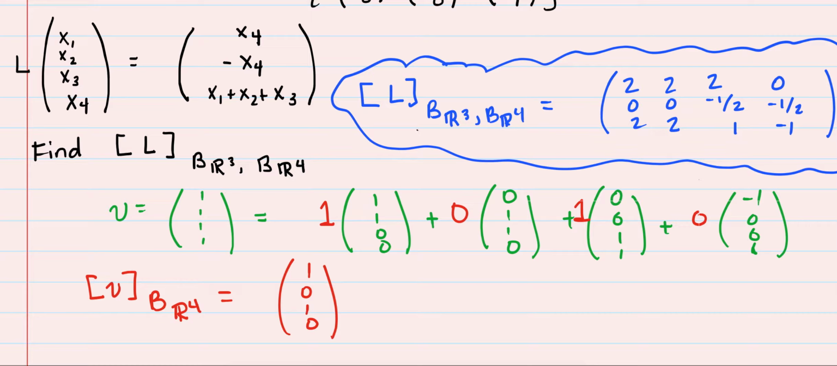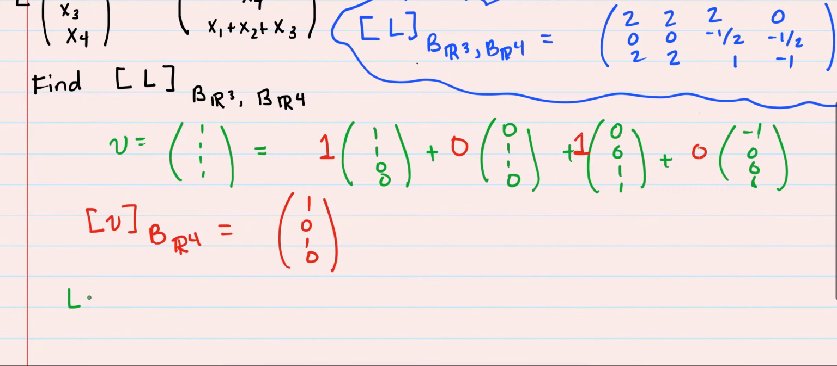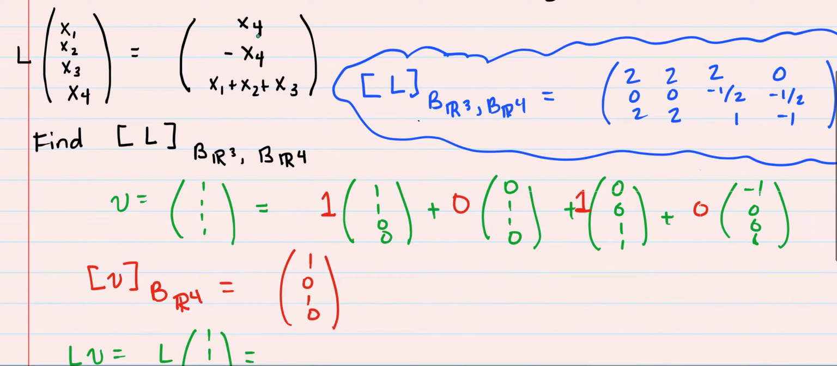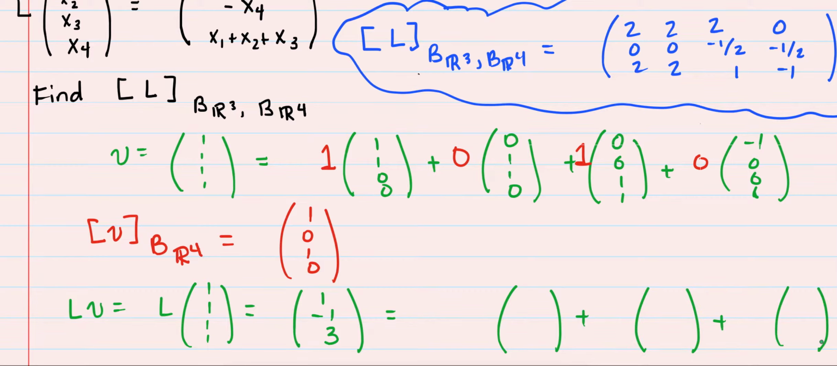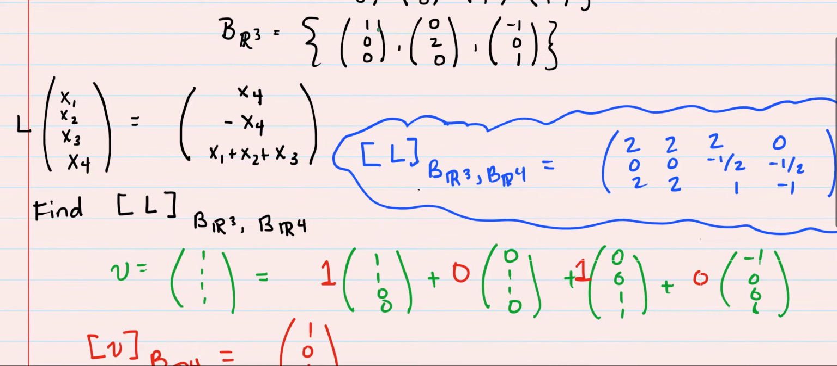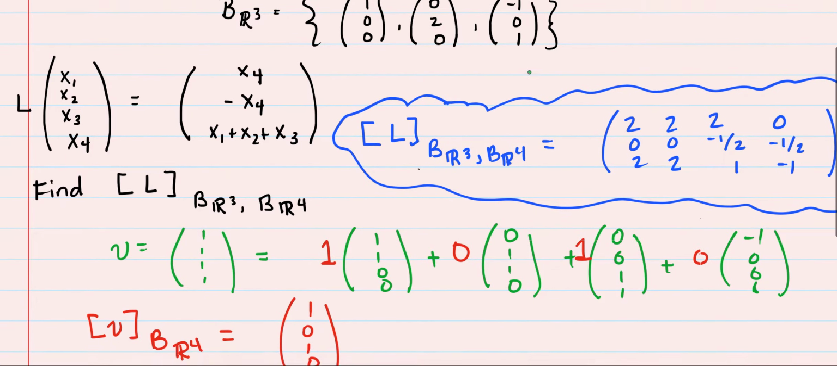Now let's apply the linear transformation to V. What do we get? Well, here's the linear transformation. We're going to get 1, negative 1, 3. And now let's write this vector in terms of the basis vectors that we chose for R3. Let's look back at what those were. 1, 0, 0, 0, 2, 0, negative 1, 0, 1.